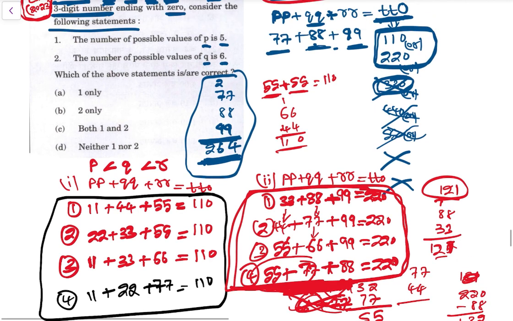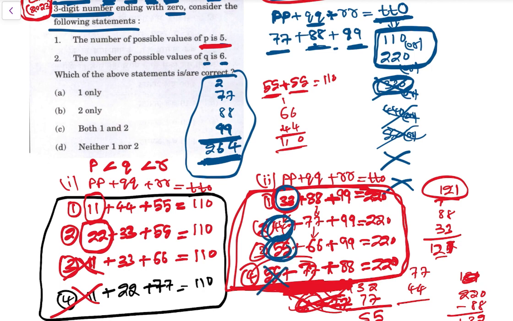So now the question is what? The number of possible values of P. The possible values of P are 1, 11, 2, 22, okay. Then 11 came again, that is not allowed, it has already come. Then the possible value of P is 33, then 44, then 55, so 55 is repeating, so that is not allowed. So the possible values of P are 1, 2, 3, 4, 5. So the number of possible values of P is 5. So yes, this is correct.